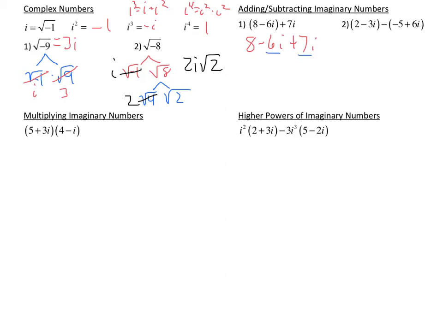So what do you get when you add negative 6i and 7i? 1i. So you have 8 plus i. Done. It's fairly simple.